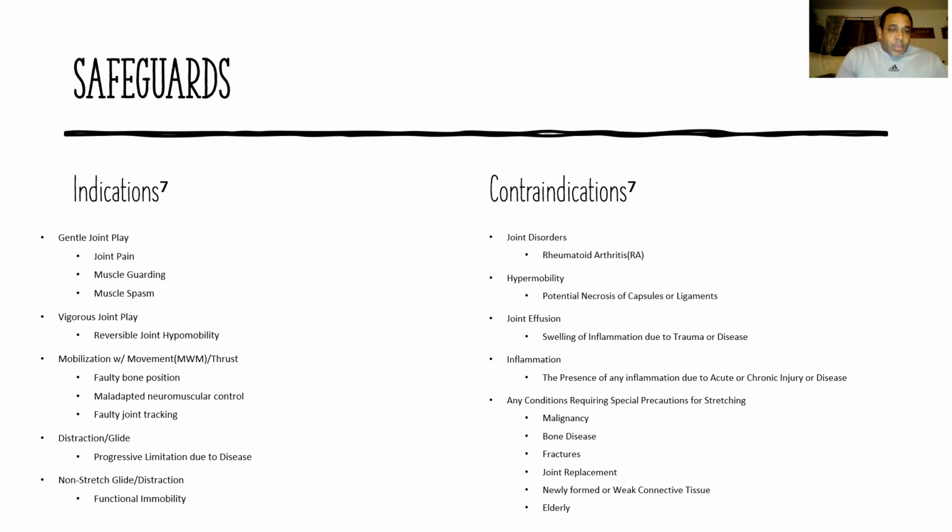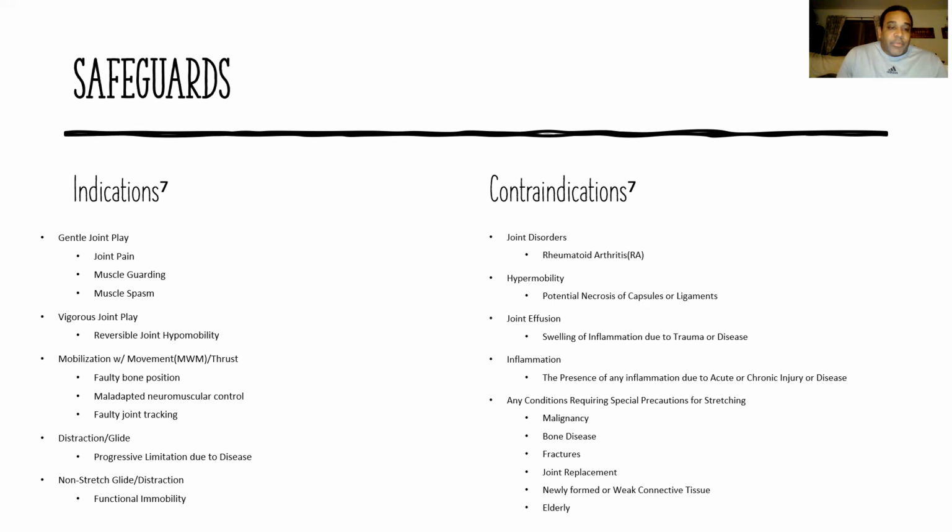So mobilizations with movement or thrust, so that grade 5 or that grade 3, for any faulty bone positions, maladaptive neuromuscular control, faulty joint tracking. So these are going to be your dislocations, your muscle imbalances, and what you see with SI dysfunctions. You want to use these to get those back.